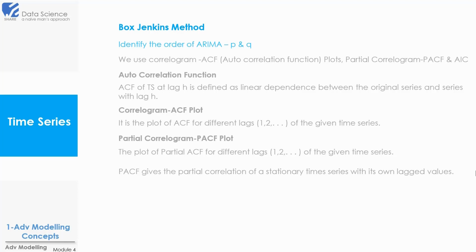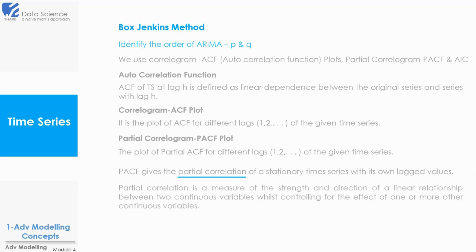Now you may ask, what is partial correlation? So partial correlation is a measure of the strength and direction of a linear relationship between two continuous variables whilst controlling for the effect of one or more other continuous variables. So basically it measures the strength and direction of a linear relationship while controlling for the effect of any other variables. So as you can see here, we can find the correlation between y and x3 while controlling the effect of the other two variables, which are x1 and x2. So this is what partial correlation is.